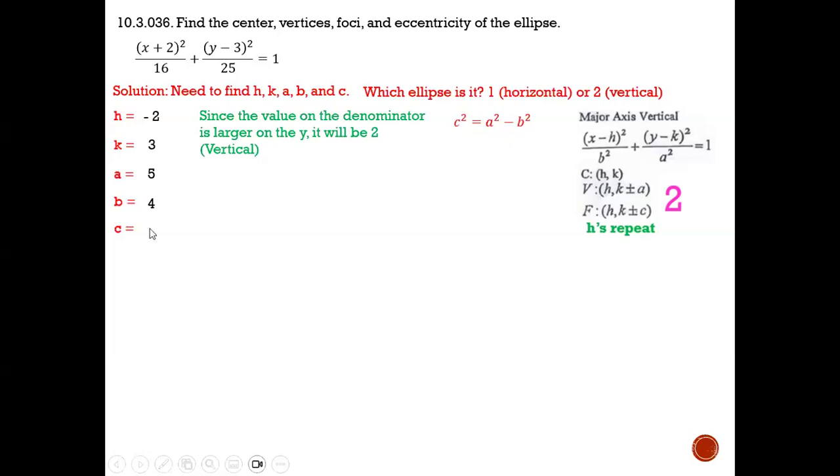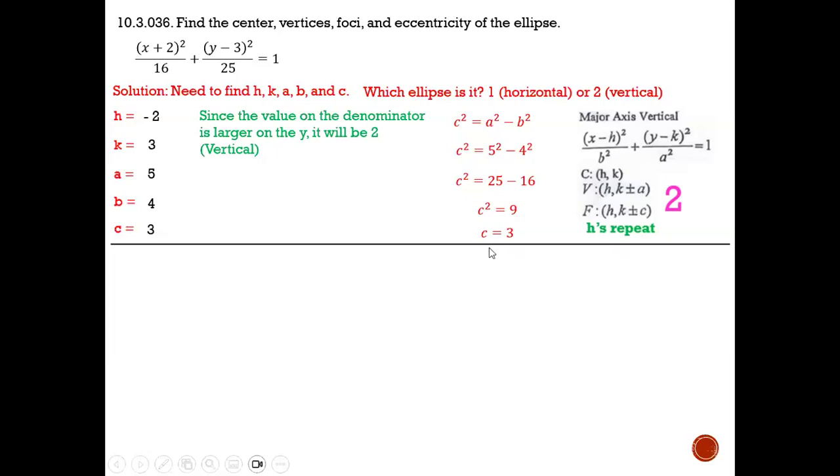So the equation gave me a lot of what I needed, my H and my K, my A and my B from the denominators. So I just need to find my C value. That C value is going to help with the eccentricity. So C squared equals A squared minus B squared. C squared equals 25 minus 16. C squared is 9. Square root of that is 3. So I have my 3 for C. Now, I can use all of these values to find what I need, my center, my vertices, my foci, and eccentricity. I have it all here.